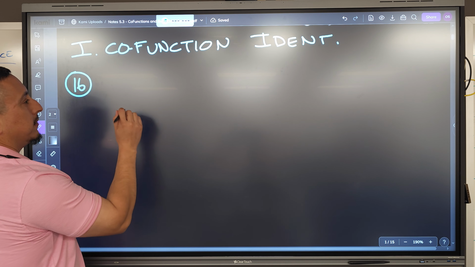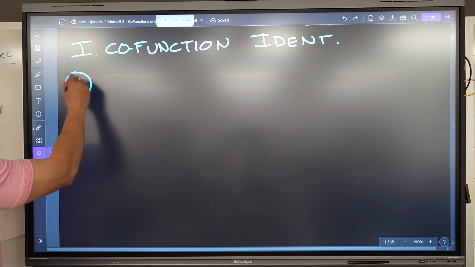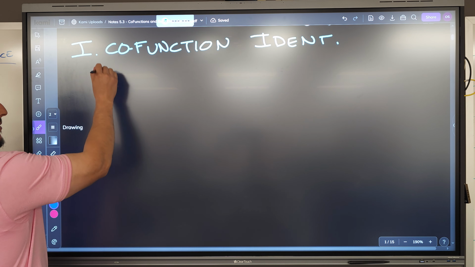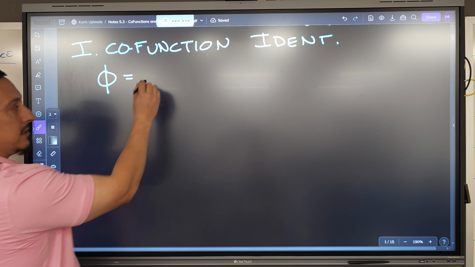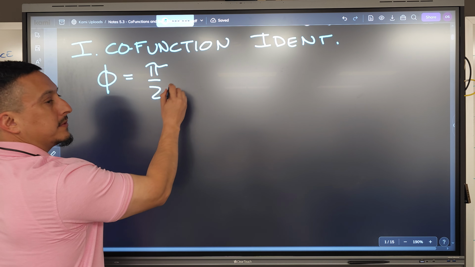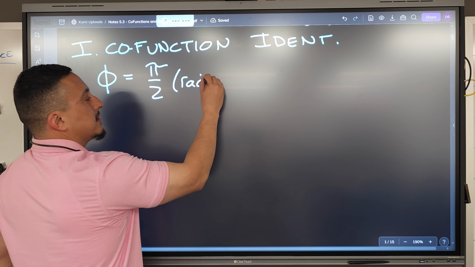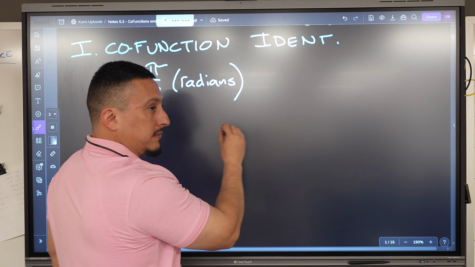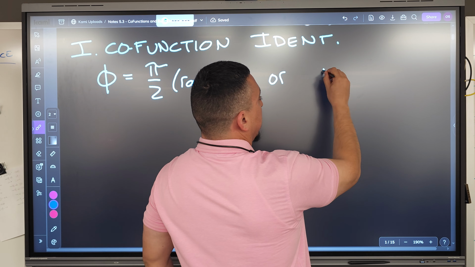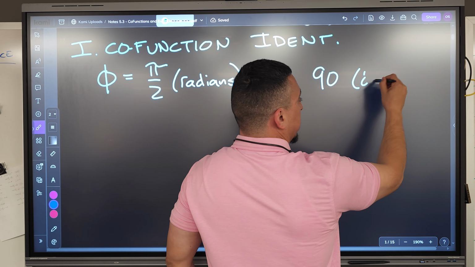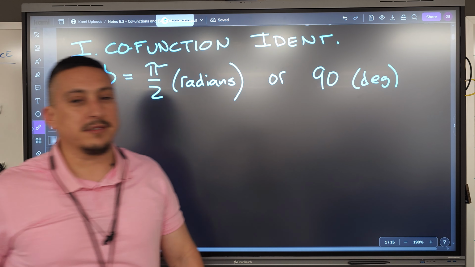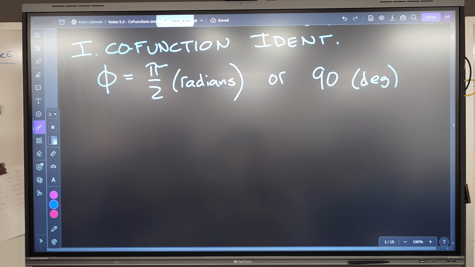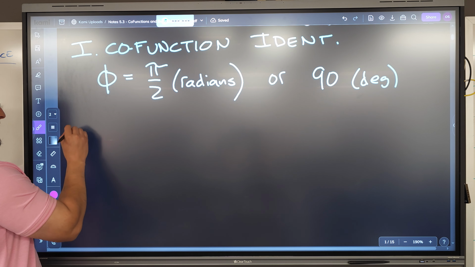So, before I do that, sigma in this case will stand for pi over 2 if we're talking about radians, or 90 if we're talking about degrees. Okay? Just so we don't have to write 12 of them. So here's the first one, number 16.